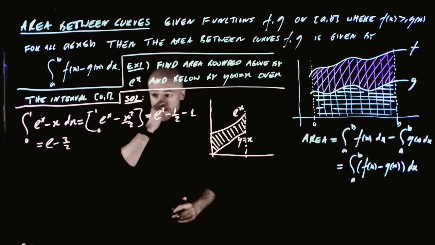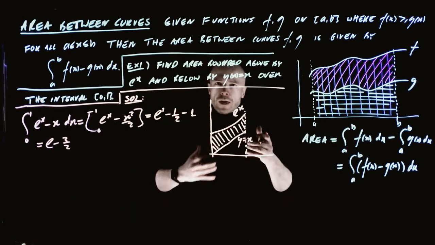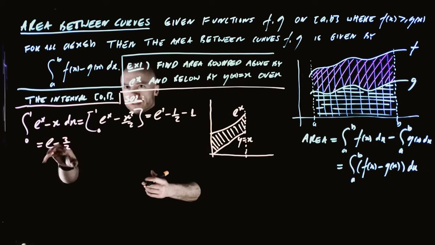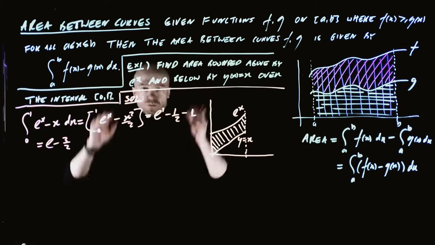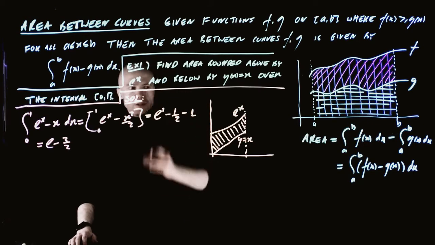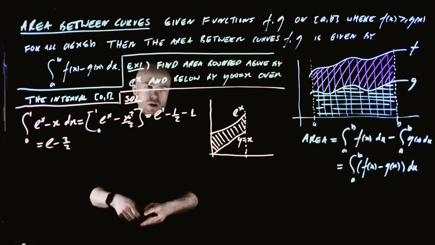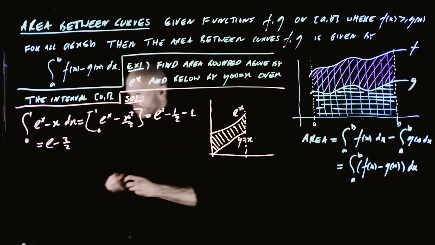And a quick reality check. The answer has to be positive because it's an area. e is 2.7 something, so 2.7 minus 1.5 is positive. This looks like a reasonable answer, and indeed it's the correct answer. So our first example, pretty straightforward.